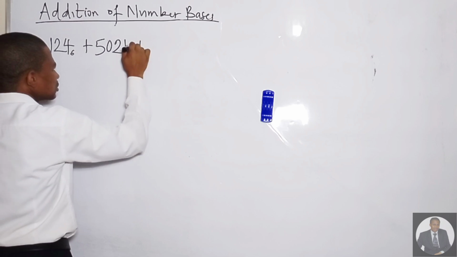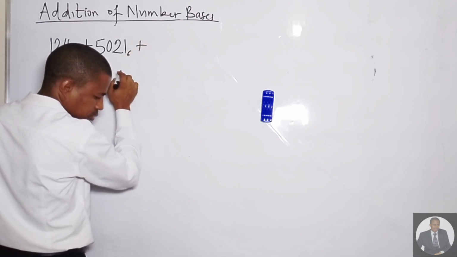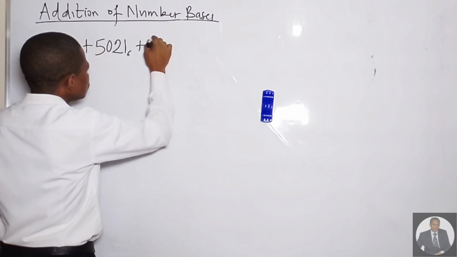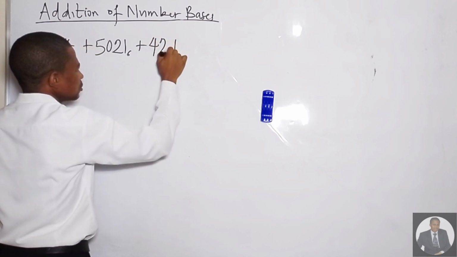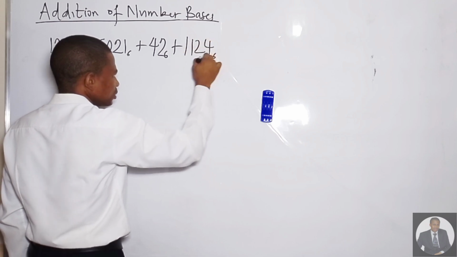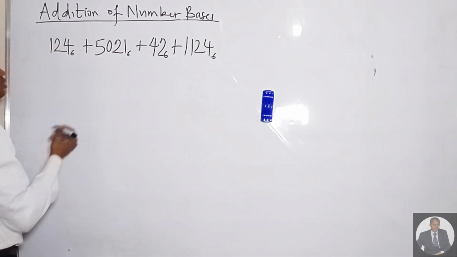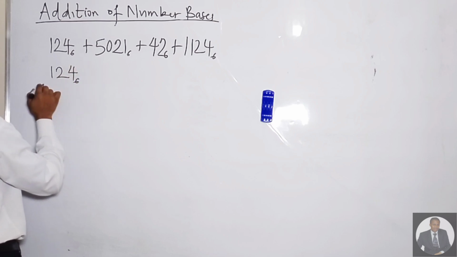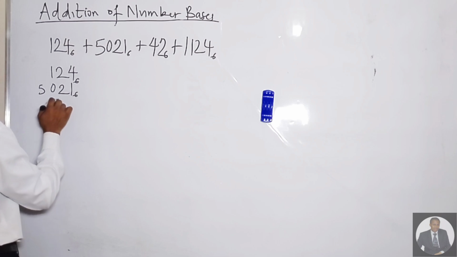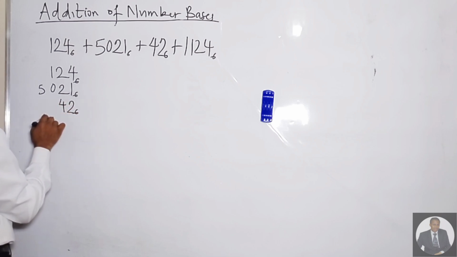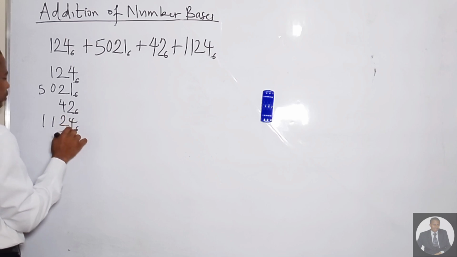5021 base 6 plus 42 base 6 plus 1124 base 6. So how do we add this? We say 124 base 6, 5021 base 6, 42 base 6, 1124 base 6.